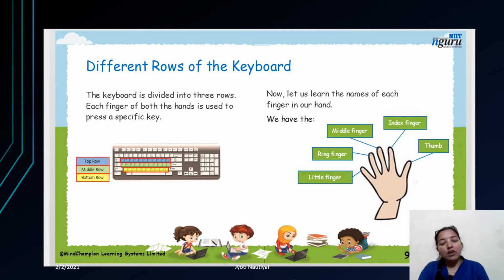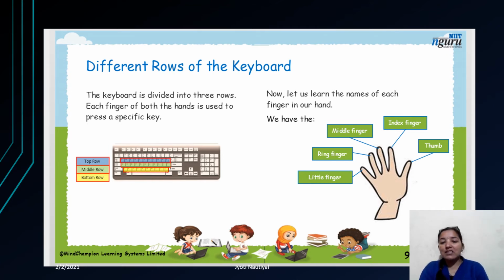Now, the different rows on the keyboard. This is the basic keyboard and there are different rows. These are the rows and these are the columns. The sideways ones are called rows. Now you have the top row, the middle row and the bottom row. We have three rows: top, middle and bottom. And just below the bottom row you have the space bar. So we are not going to focus there.